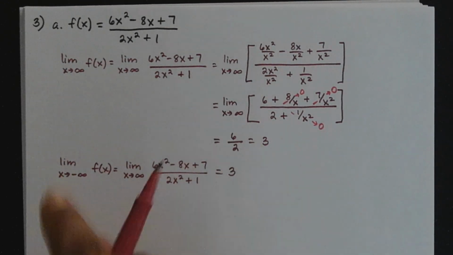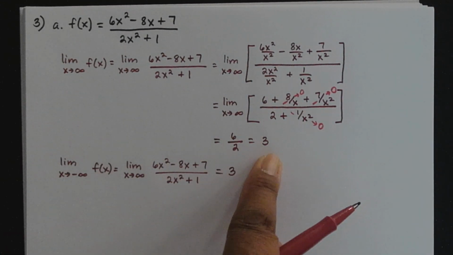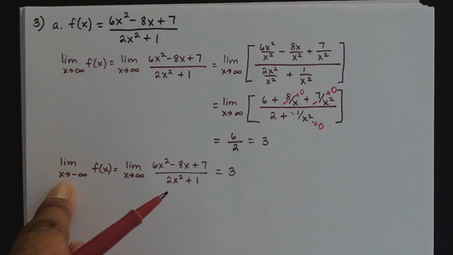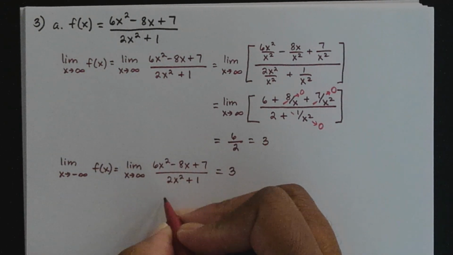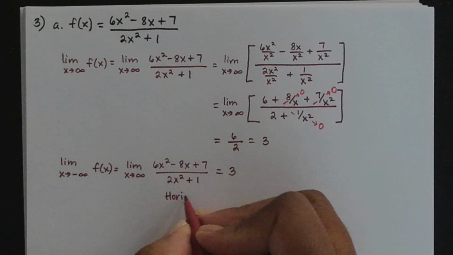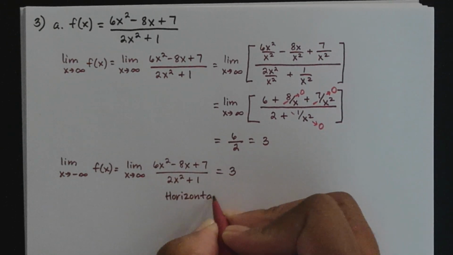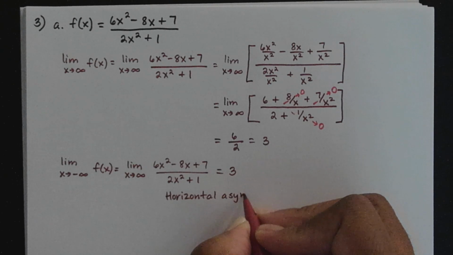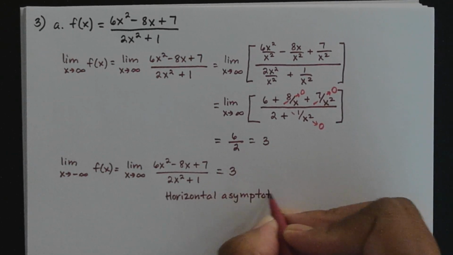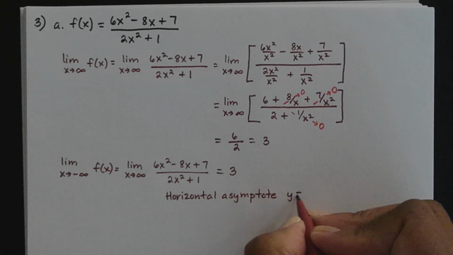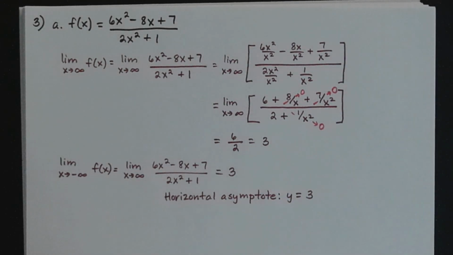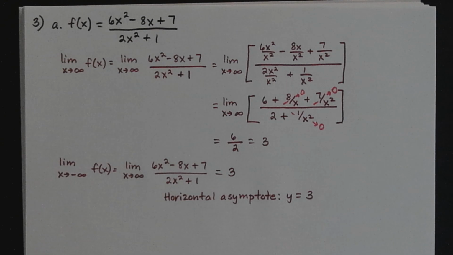Okay, and notice as we let x approach infinity, we end up with 3. And as we let x approach negative infinity, it also ends up 3. So that tells me this will be my horizontal asymptote, and it's the equation y is equal to 3. Because a horizontal asymptote is a horizontal dotted line going through the y-axis at that value. So y equals 3 is your horizontal asymptote.